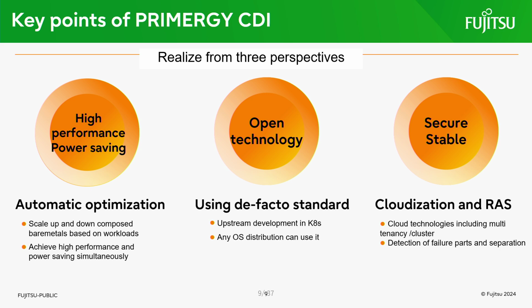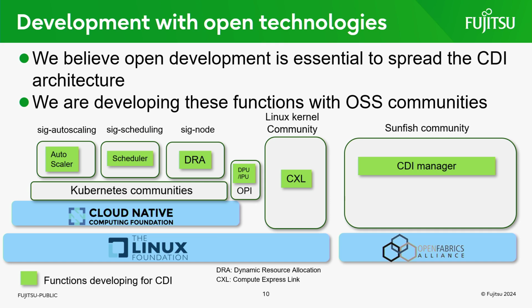We introduced cloud technology to this server, so we can provide multi-tenancies and multi-clusters. And our RAS function firstly detects failure of parts and easily separates it. Failover. By separation, you mean automatic failover? Right now, it's automatic, but user can know which part is failure. So manually, manual failover. Yeah, okay. And replace it, manually replace it. In the future, we will provide automatic replace function.